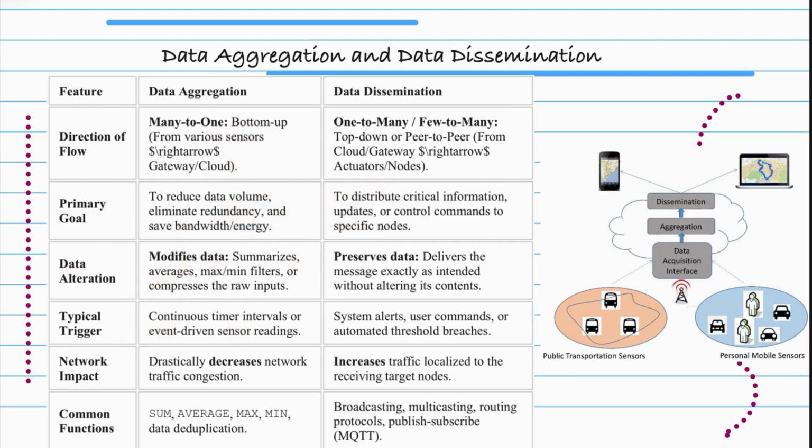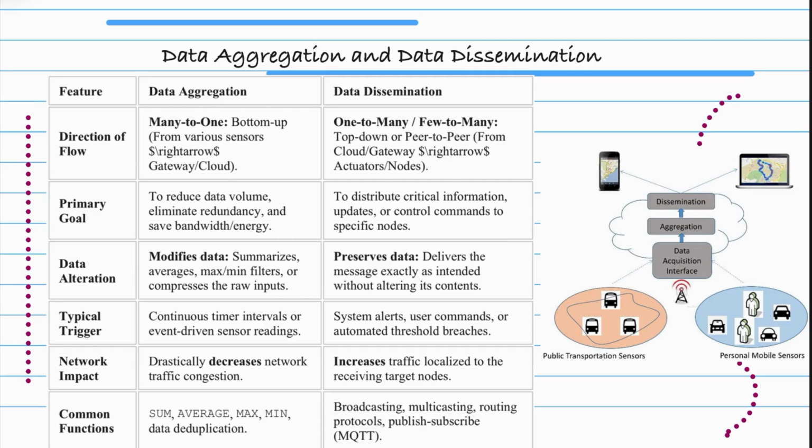If we talk about the primary goal, for aggregation it is to reduce the data volume, eliminate redundancy, and save energy and bandwidth. Whereas the primary goal of data dissemination is to distribute critical information, updates, and control commands to specific nodes. And if we talk about data alteration, in data aggregation we modify the data, but in data dissemination we preserve the data. We deliver the message exactly as intended without any alteration to its content.